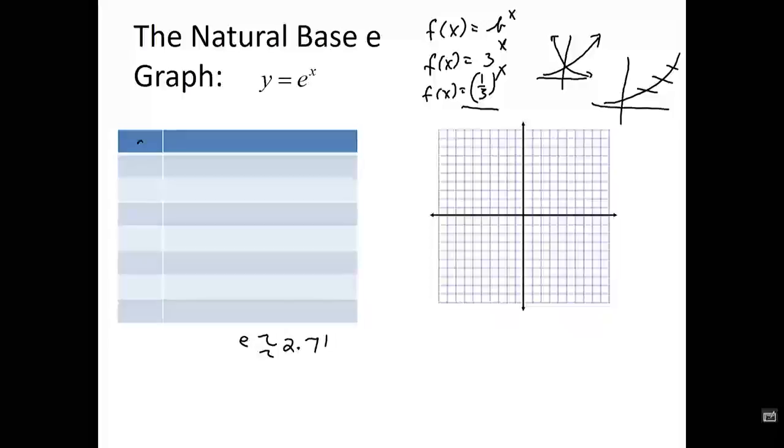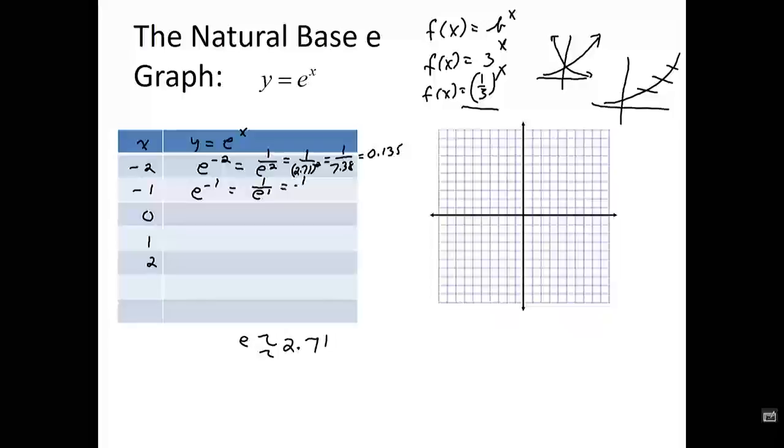we need x again, and we need y is equal to e to the x. Now again, let's choose x values to be -2, -1, 0, 1, and 2. To get the corresponding y coordinate, for x is -2, I'm going to have e to the -2, which is 1 over e squared, which is 1 over 2.71 squared, which is approximately 1 over 7.38, and I'm getting 0.135.